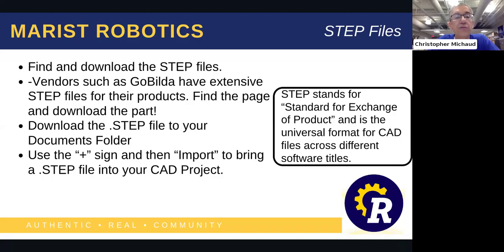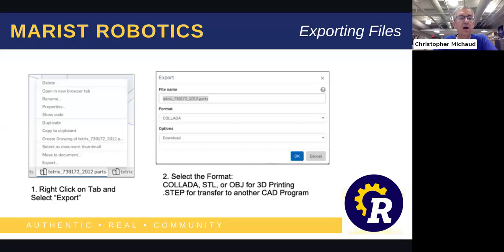You can export files for 3D printing. You right-click on your tab and select export, and then you can select your format. I found we have the Bamboo Labs printers here at Marist, and the step files have worked really well. We've also used Colladas and STL, but right now step seems to be working for us really well. So once you make something, you can export it for 3D printing. Export is on my list of something to go over live.